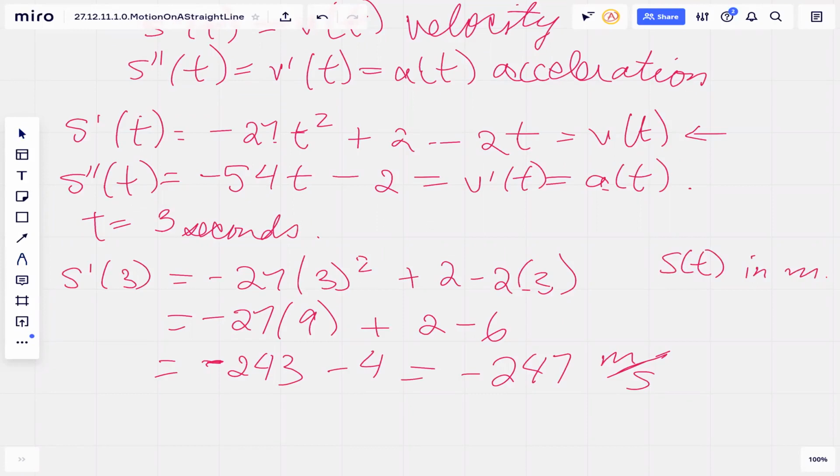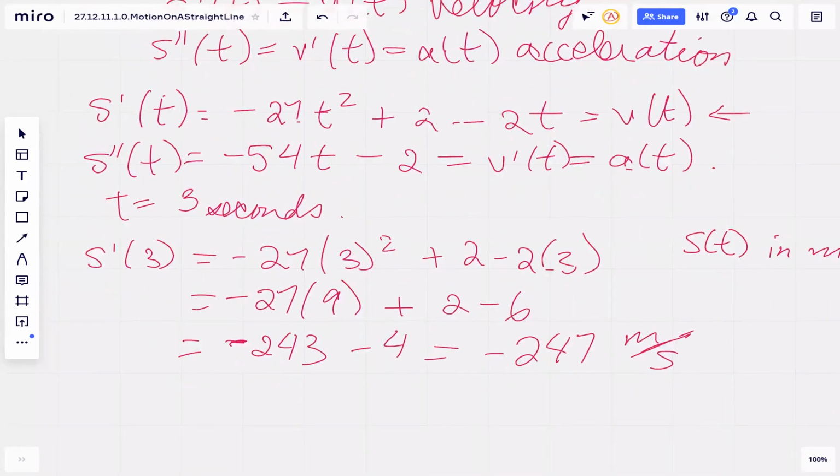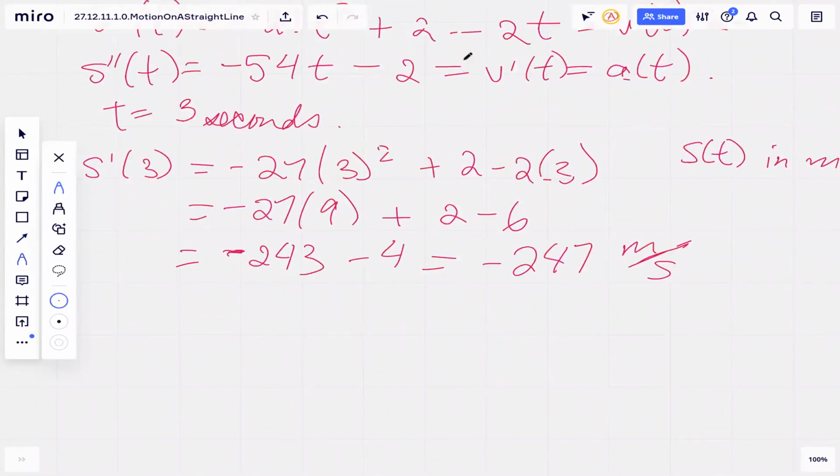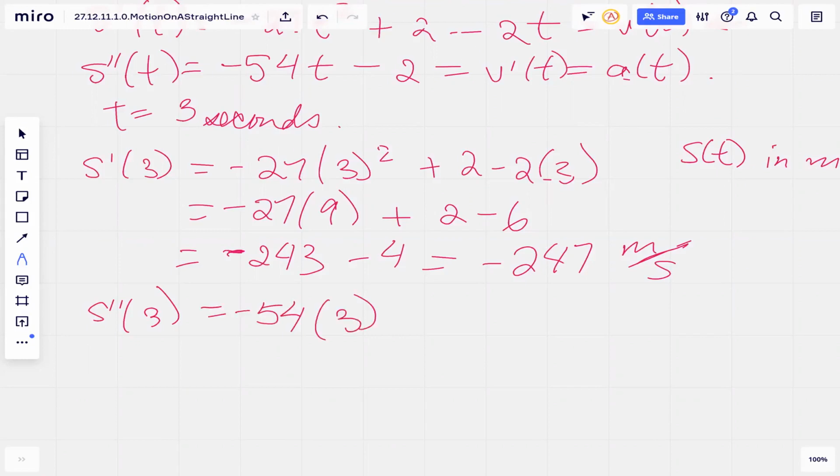Now let's figure out what our acceleration is. Our acceleration is the second derivative evaluated at time t equals 3 seconds. That's negative 54 times 3 minus 2. 54 times 3, that's a big number, negative 162, minus 2. That gives us negative 164, in meters per second squared.